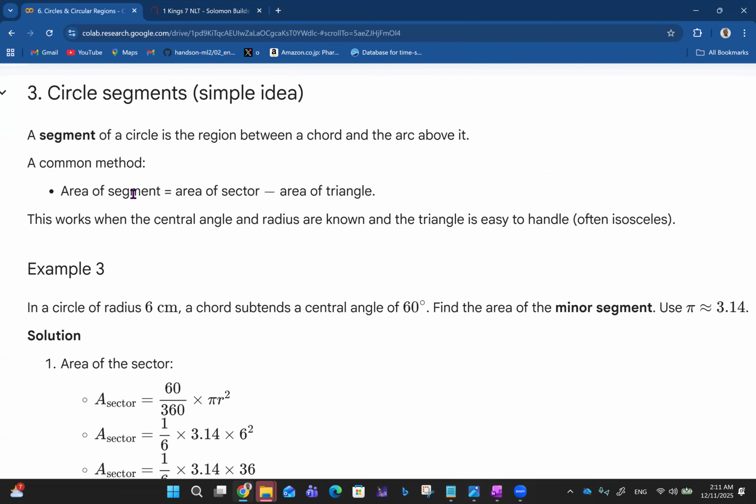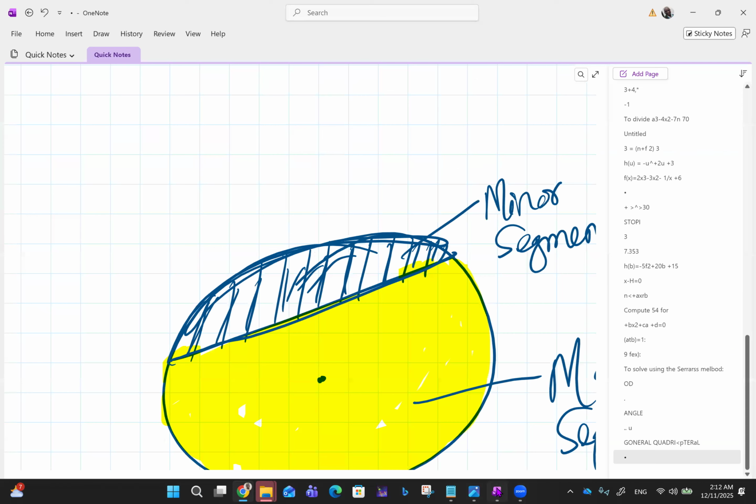So a common method is: area of a segment is area of sector minus area of triangle. This works when the central angle and radius are known, and the triangle is easy to handle, especially as it is often isosceles because you have two radii there. So let's look at this now. Area of segment is area of sector minus area of triangle.